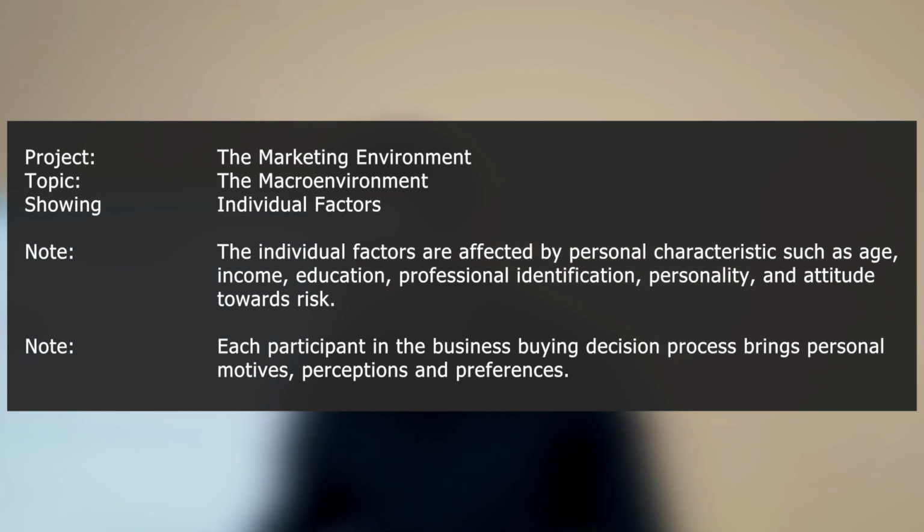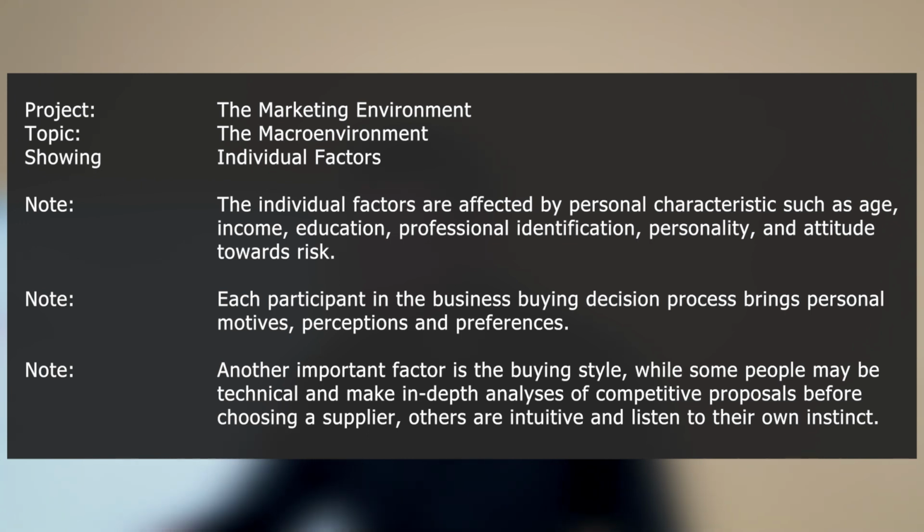The individual factors are affected by personal characteristics such as age, income, education, professional identification, personality, and attitudes towards risk. Each participant in the business buying decision process brings personal motives, perceptions, and preferences. And another important factor is the buying style. While some people may be technical and do in-depth analysis of competitive proposals before choosing a supplier, others are intuitive and listen to their very own instinct.